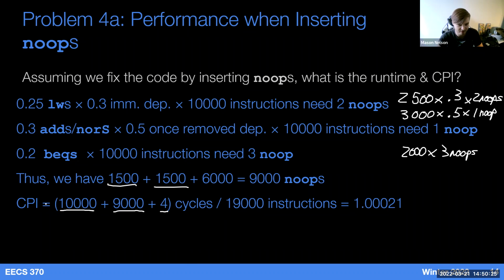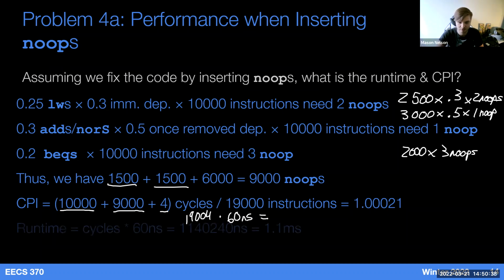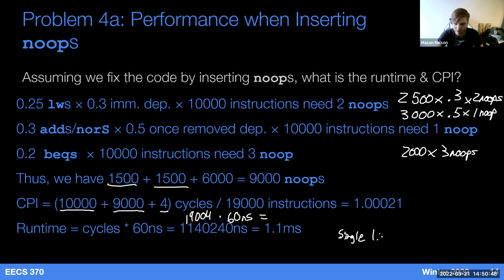So we take these number of cycles, the 19,004 on top. 19,004 times our clock period of 60 nanoseconds comes out to about 1.1 milliseconds. And so if we remember, our single cycle going back was 1.2, our multi-cycle was 2, and our optimal achievable was about 0.86. So we haven't even reached the minimum that we want, but we are doing better than our single cycle, which is what we want. All right. So that's how we calculate our runtime with avoidance.